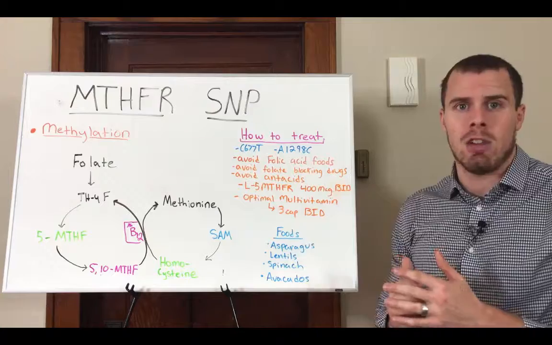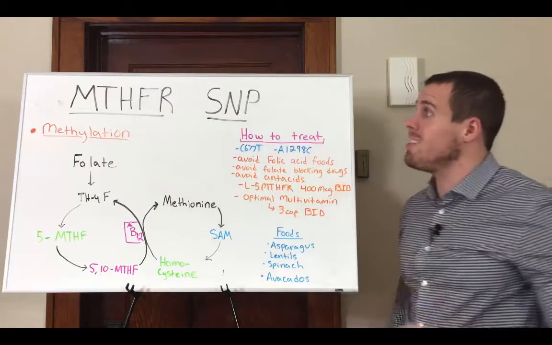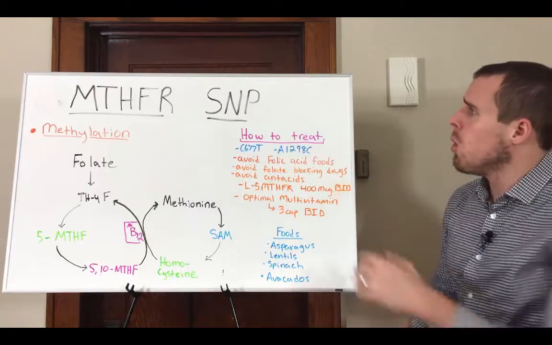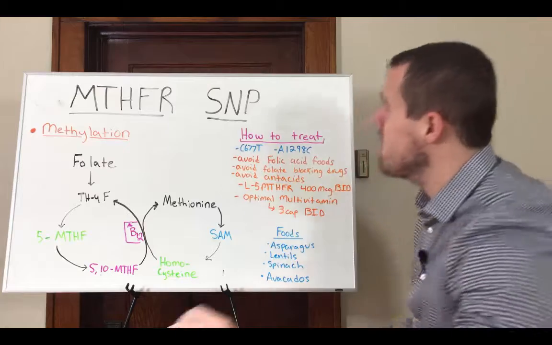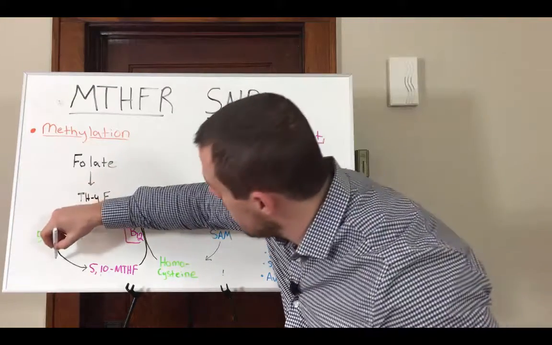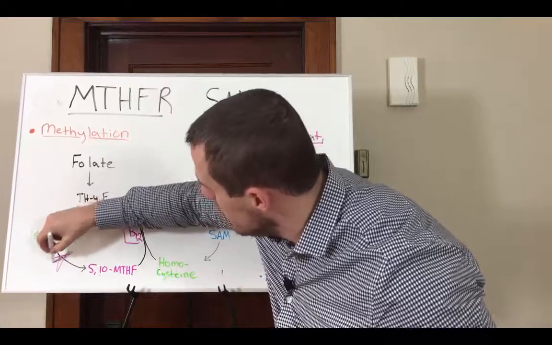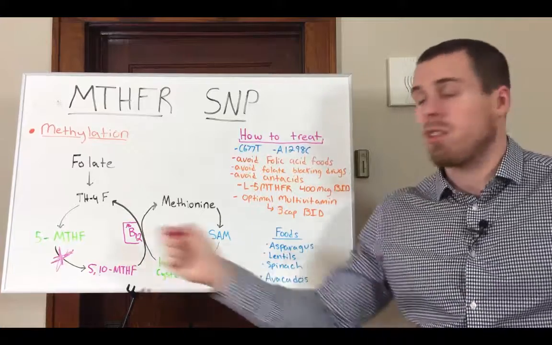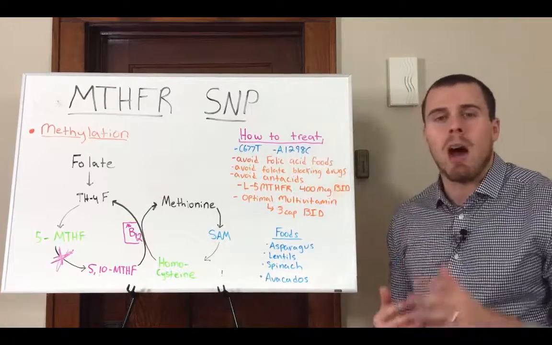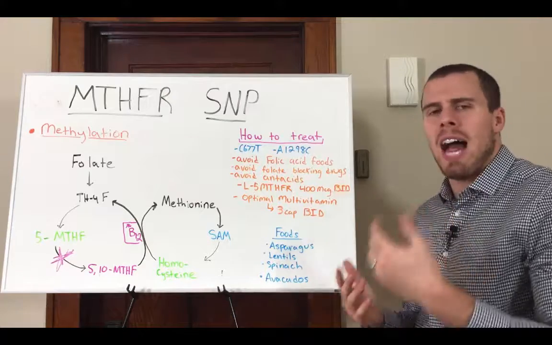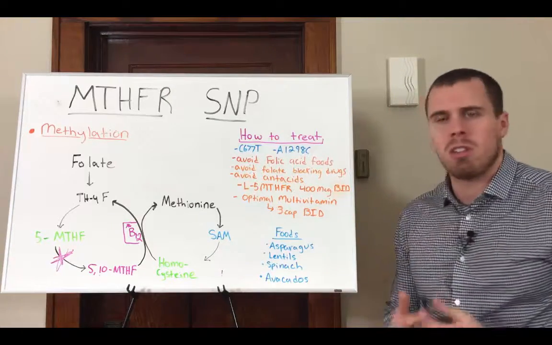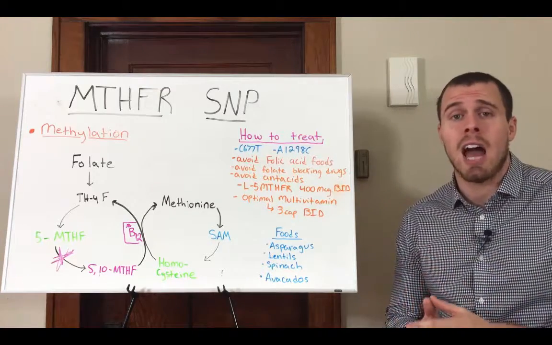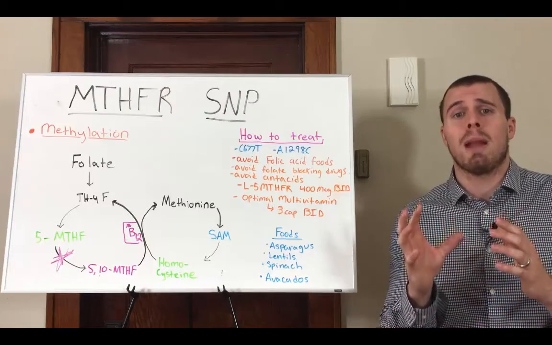So if we were running into issues here, now we're going to get into our MTHFR SNP. SNP stands for single nucleotide polymorphism. Now, what happens if we take this SNP and alter it right here? It's going to shut this pathway completely down. Now we can no longer take that 5-MTHF and convert it to the 5,10-MTHF. So now we'll have an increase in plasma folate, an increase in homocysteine, and a decrease in SAM. So now we're not going to be able to methylate correctly, and there's going to be an issue in that nucleotide blueprint.